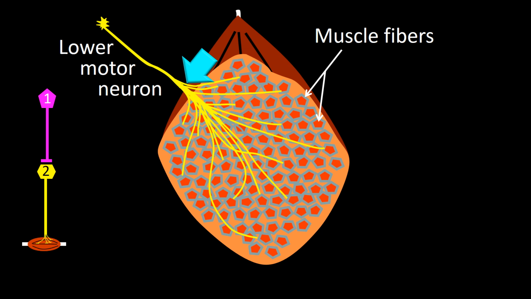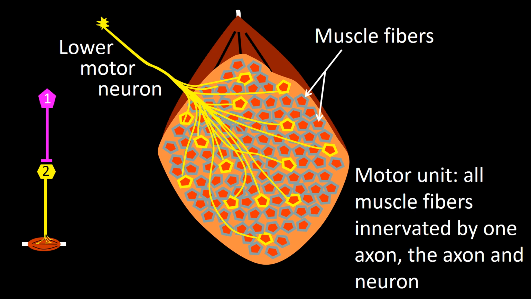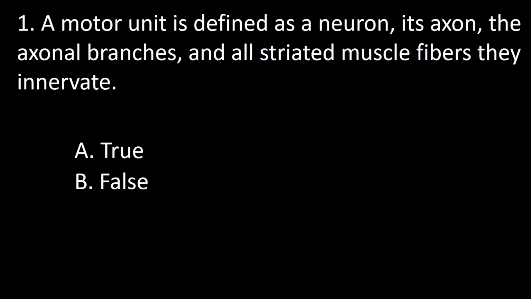The difference is that the axon goes inside the muscle, and there the axon breaks into multiple branches. These branches innervate many muscle fibers far apart from each other, as represented in this frame. So, by definition, the term motor unit is used for all muscle fibers innervated by one axon, the axon, and the neuron from which the axon originates. So the answer to this question is A.